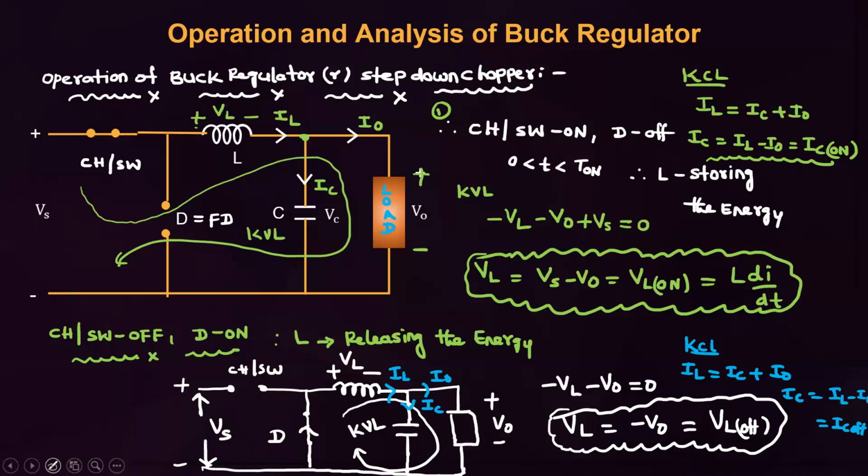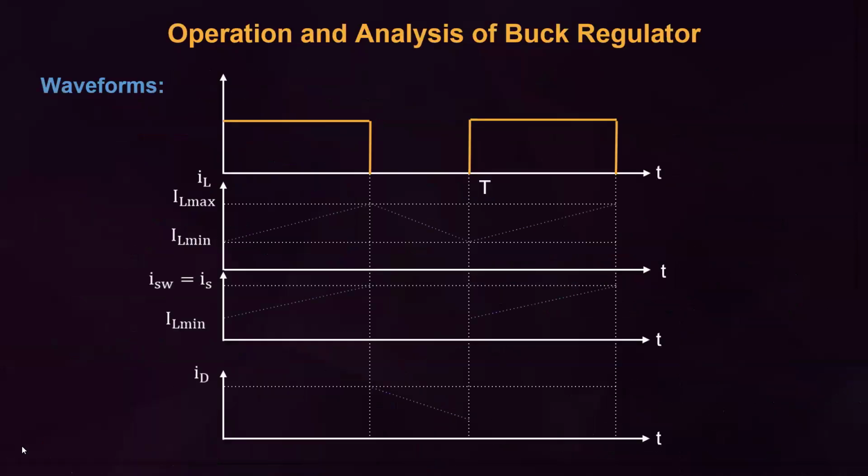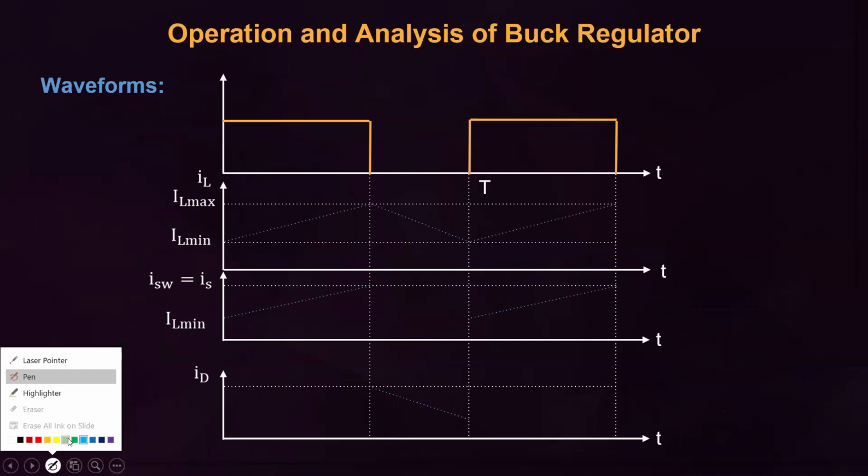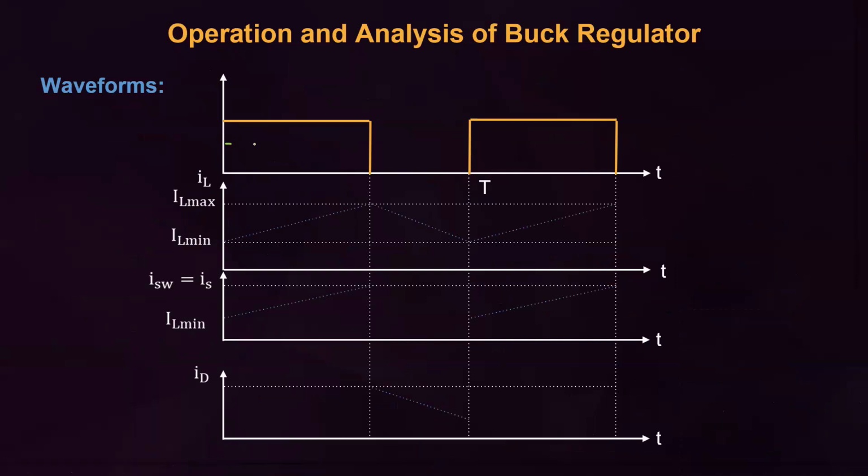Clear? Clearly you have to write. IC equal to IL minus I0. Follow the fixed current directions, follow the fixed polarity voltage. Once you know this KVL and KCL, then you can derive any formula. Okay. Before deriving the formulas, just see some waveforms here. Listen, students. This is during chopper is on.